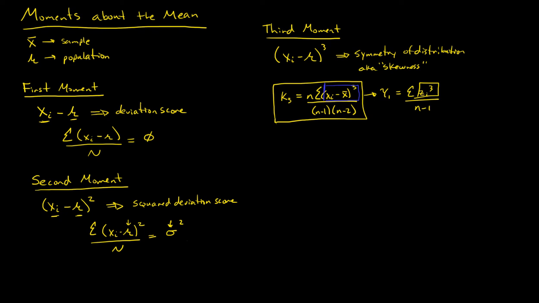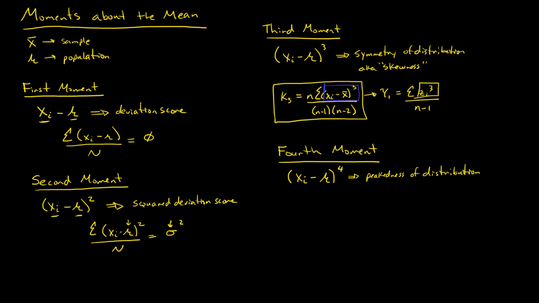Well, if the third moment is cubed and talking about distribution and called skewness, then the fourth moment about the mean is going to be x sub i, I think you're probably getting the gist here now, minus mu, or the mean, to the fourth power. Okay? And what is this going to be defined as? Well, if cubed is skewness and symmetry, then this is our peakedness of the distribution. You remember the leptokurtic, mesokurtic, platykurtic, and this would be aka kurtosis.